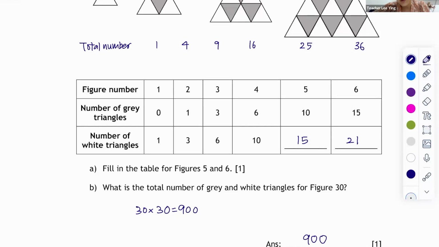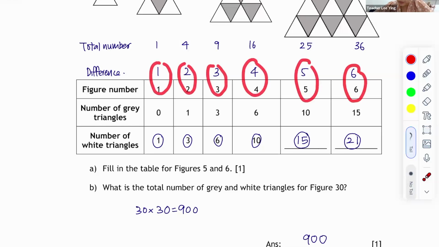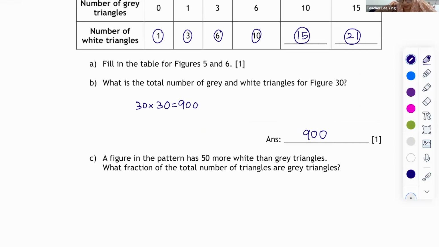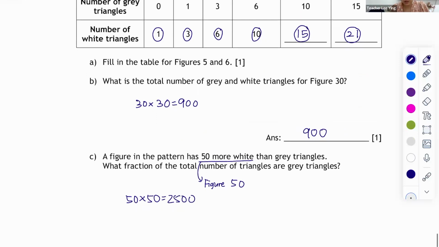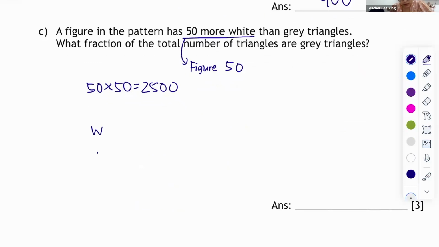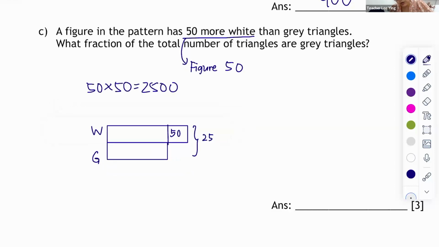A figure in a pattern has 50 more white than gray triangles. So we can find the difference and observe that there is 1 more white than gray here. There are 2 more white than gray. 3, 4, 5, 6. So the difference between white and gray is always the figure number. It's exactly the same as the figure number. I do not need to manipulate anything else. So if there are 50 more white than gray triangles, it means that it is figure number 50. If it's figure 50, then the total is going to be 2,500. There are always more white than gray. So in this case, it will be figure number 50, where white is 50 more than gray, and in total, this is 2,500.